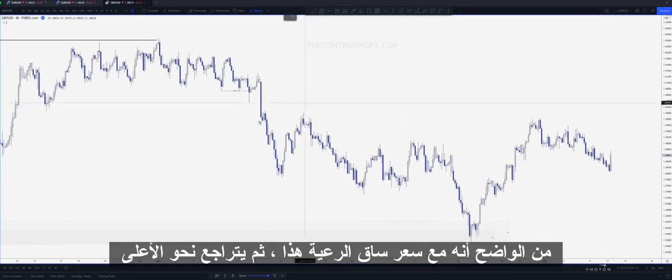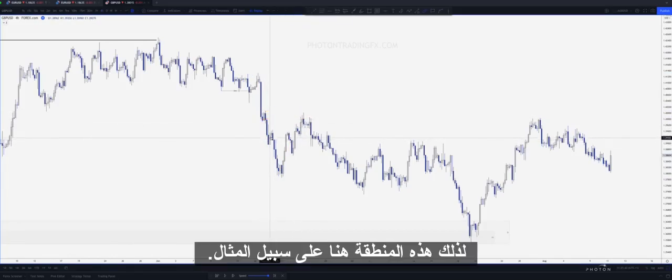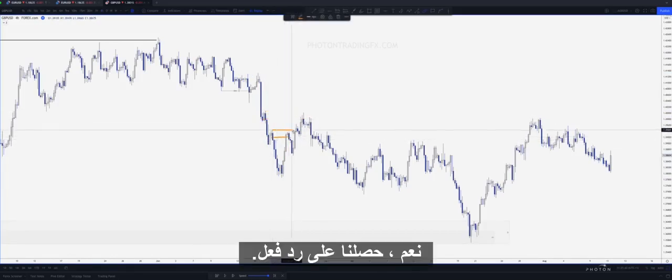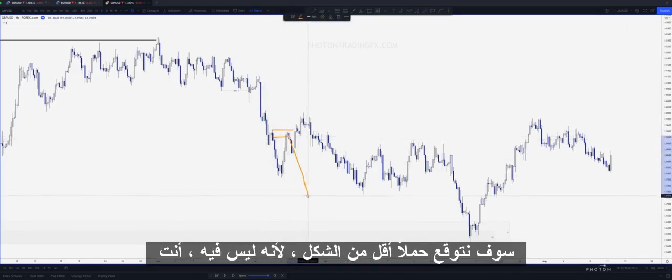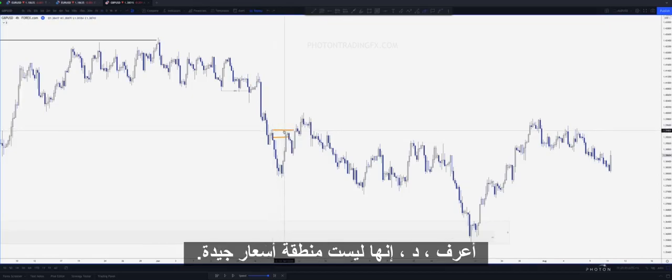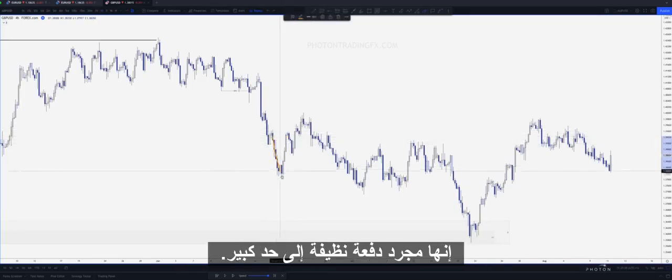So well, obviously within this bearish leg, price then pulls back up towards more the EQ of that range to then reject this supply zone here, right? So this zone here, for instance, yes, we get a reaction, but it's not necessarily somewhere we're going to expect a lower low to form, because it's not a well priced zone. It doesn't have any inducement in the leg, right? It's just pretty much a clean push.